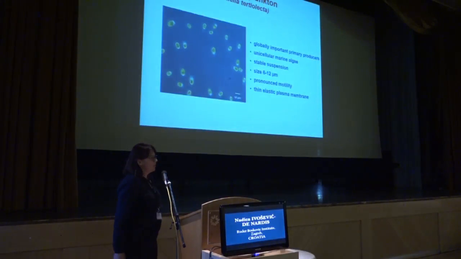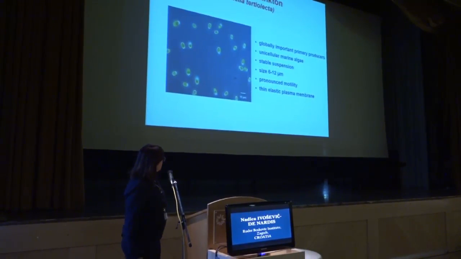So the cells that we are interested in are basically marine microalgae, and despite that they are only micrometer size, they are very important primary producers. Basically, they are responsible for almost half of primary production. They drive essential biogeochemical processes, and what happens to them will influence the higher trophic levels.